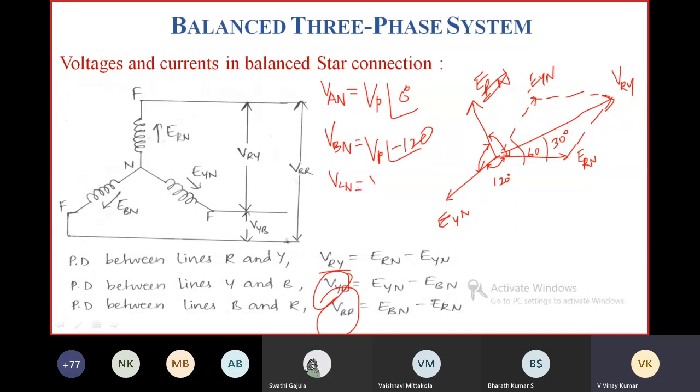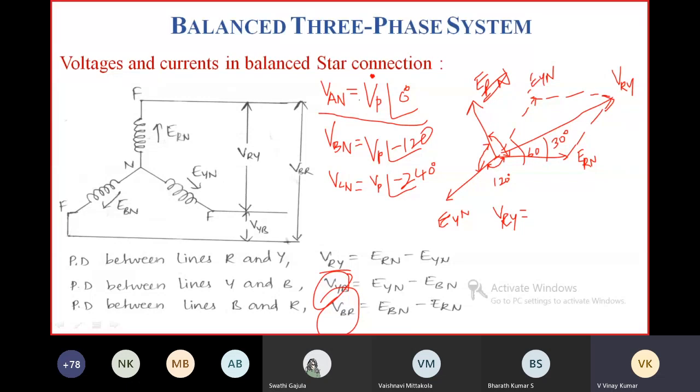VCN is equal to VP at an angle minus 240 degrees. Right? Okay, now let me write VRY. What is VRY equal to? You know VAN is equal to VP at an angle 0 degrees. This is phase voltage, the magnitude of phase voltage.